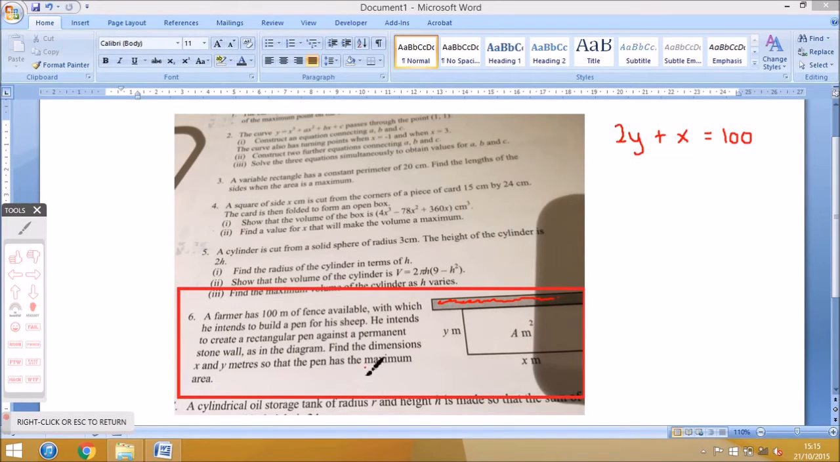Now we need to maximize the area, because that's what the question says. The area of this particular pen is just going to be the length times the width. So if the area is A, that means A is equal to X times Y, which is just XY.